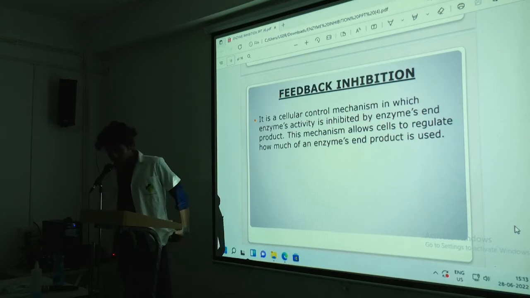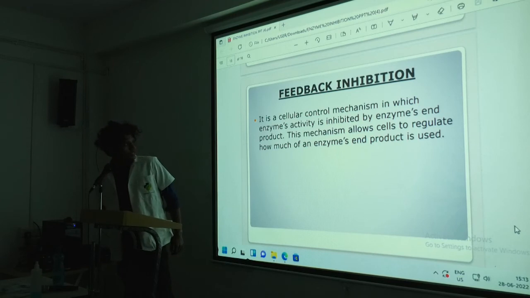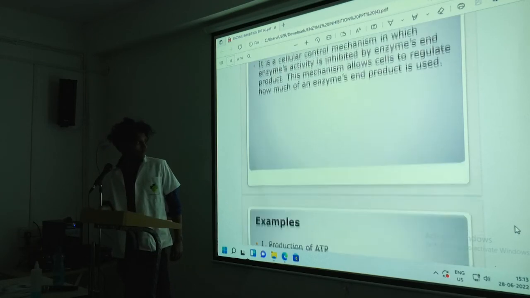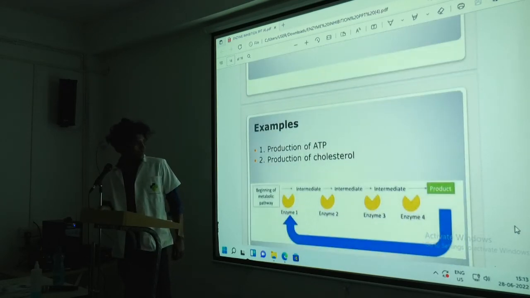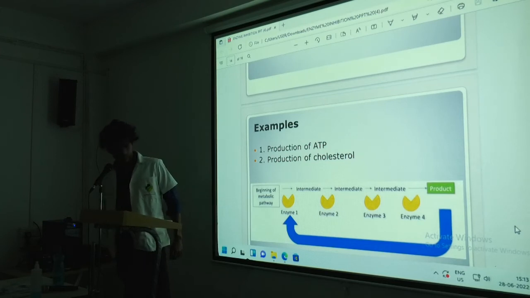Next is feedback inhibition. It is a cellular control mechanism in which an enzyme's activity is inhibited by the enzyme's end product. This mechanism allows cells to regulate how much of an enzyme product is used. The examples of feedback inhibition are the production of ATP and the production of cholesterol.